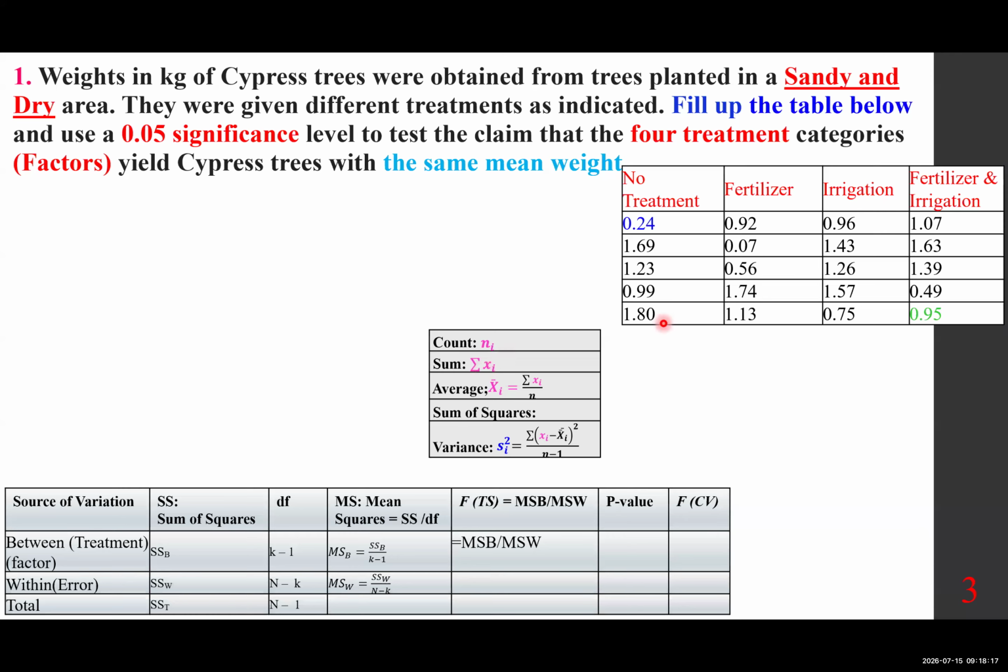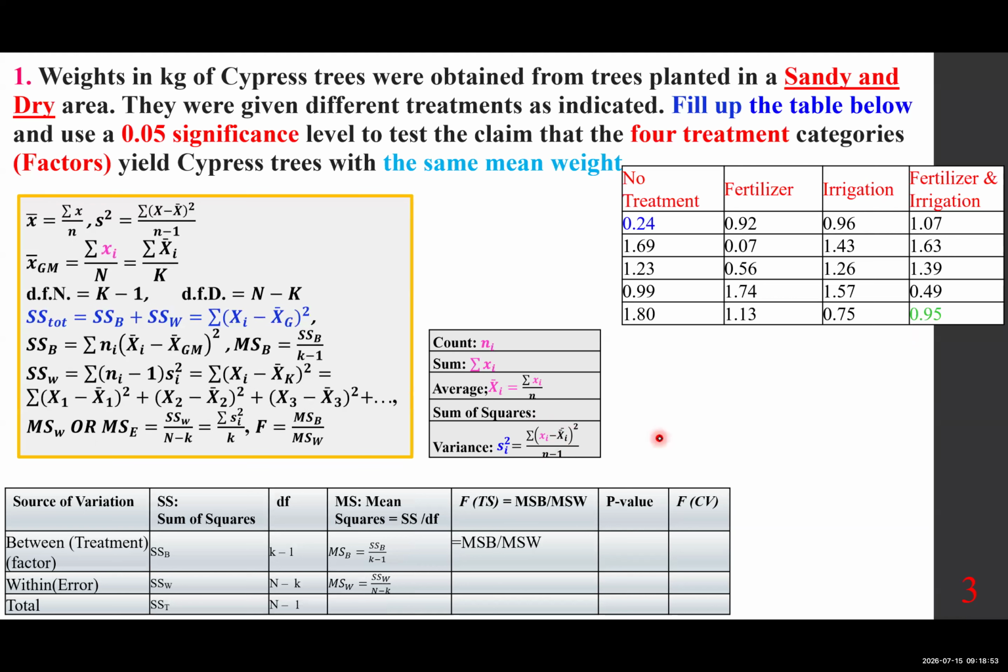Summation of x sub i. We add these 5 numbers and we put it here. Same thing for the second, same thing for the third, same thing for the fourth. Then we divide this by n, and n happens to be 5 for each one. They don't have to be the same. Then we have the sum of squares, the numerator, and then divided by n minus 1.